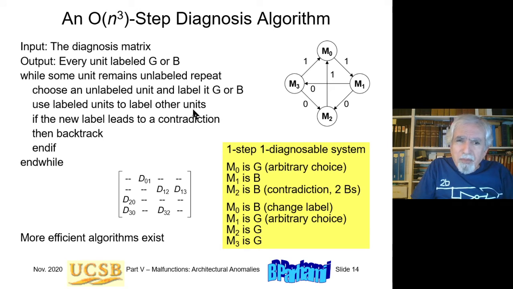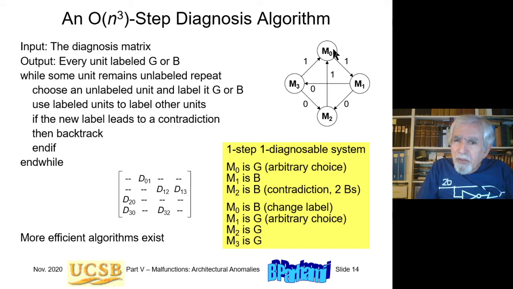I'll talk about this in a second. If the new label leads to a contradiction, then backtrack and change the labels that you assigned previously until you get to the end of the process and no contradictions arise. Here is an example. Suppose I assume that M0 is good, so I label M0 with G. That's an arbitrary choice. I could have started with B, bad. So I start with M0 G.